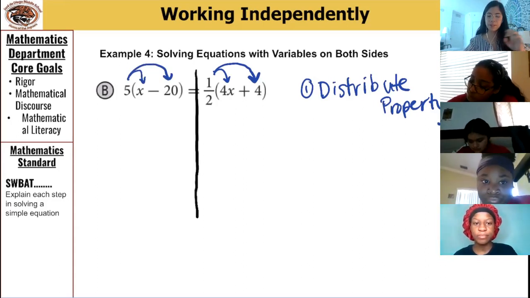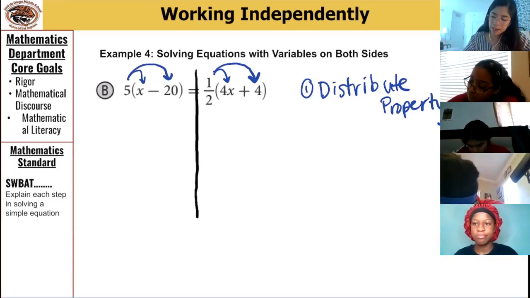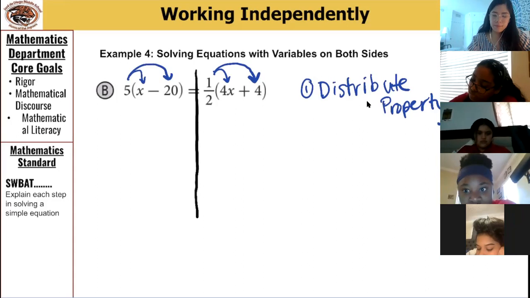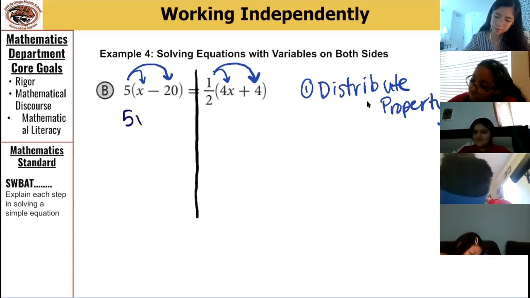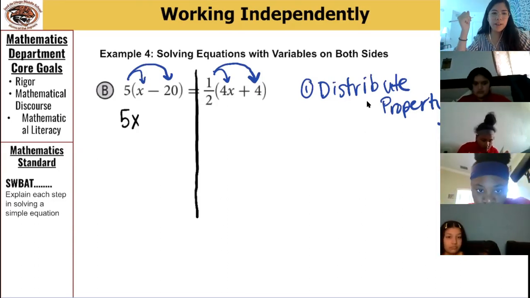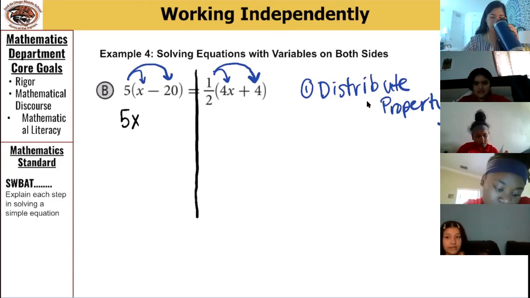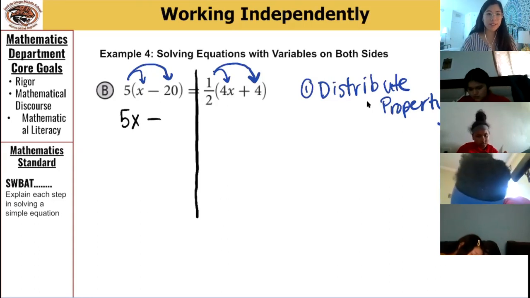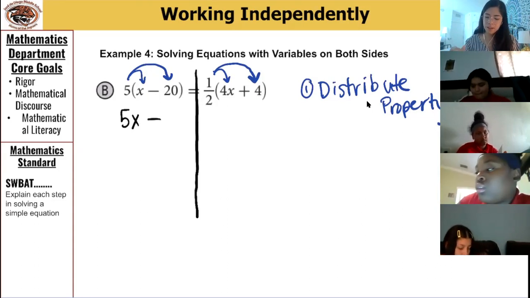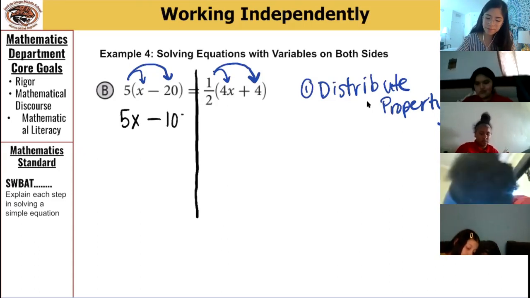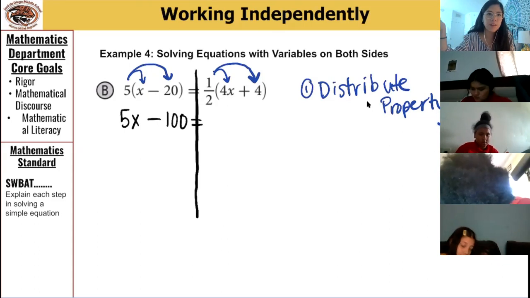So here we go. I'm going to start with the left side. So 5 times x: 5x. Good, 5x. And then am I going to put a plus sign or a minus sign after that? A minus sign. Minus, because I have a minus in the parentheses. It carries down. And 5 times 20 is? 100. Good. Okay, now, same thing on the right side.